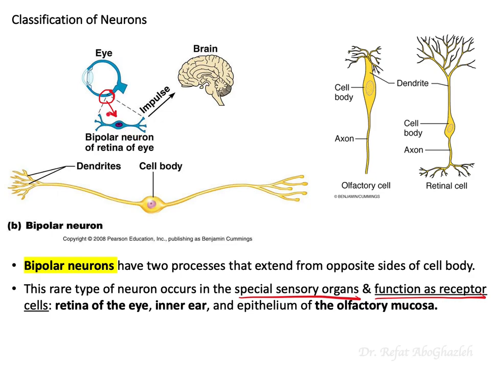This is number one. It receives signals from here, then directs them toward the brain, and it's also found in the inner ear. Also, it's not just in the retina, but also in the epithelium of the olfactory mucosa, right? Those sense smell particles there, then the signals are transmitted toward the axon and ultimately to the brain, right? So the bipolar neuron is a rare neuron that functions as a receptor, usually in special sensory organs like the retina and the olfactory mucosa.